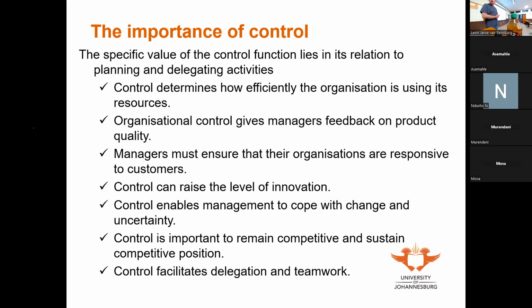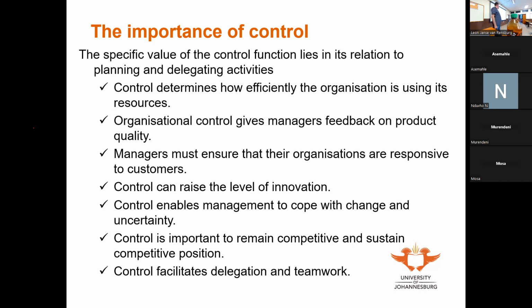There we go. So why is control so important? I think the previous slide said quite a lot about that. Control determines how efficiently the organization is using our resources, because if we go the wrong direction, we need to reutilize, we need to add more resources to get to where we want to be. And how do you explain that to your manager? Organizational control gives managers feedback on product quality, for example. That's one example. Managers must ensure that their organizations are responsive to customers. That is where we need to make sure what we produce is what customers want. That's what that basically says.